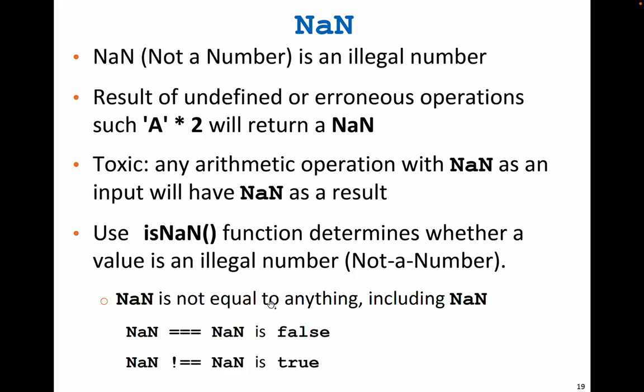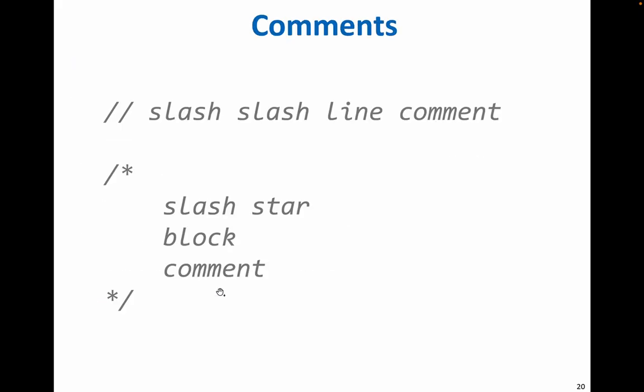And with NaN, whatever you do in terms of comparison, you will get a false result. So NaN is not equal to anything. Even if you ask whether NaN is equal to NaN, the result is false. Whatever you do with NaN comparisons, it will always be false.